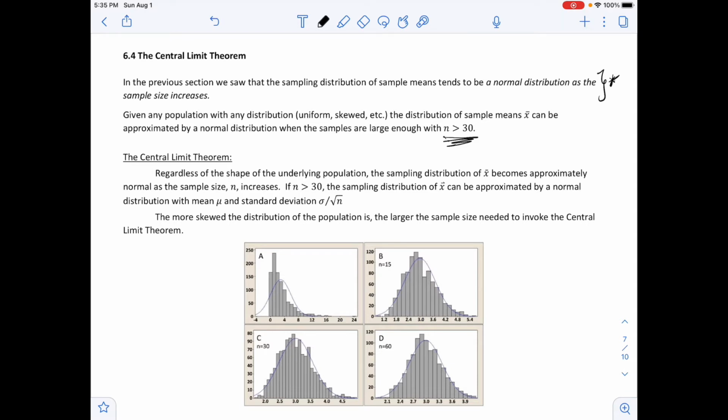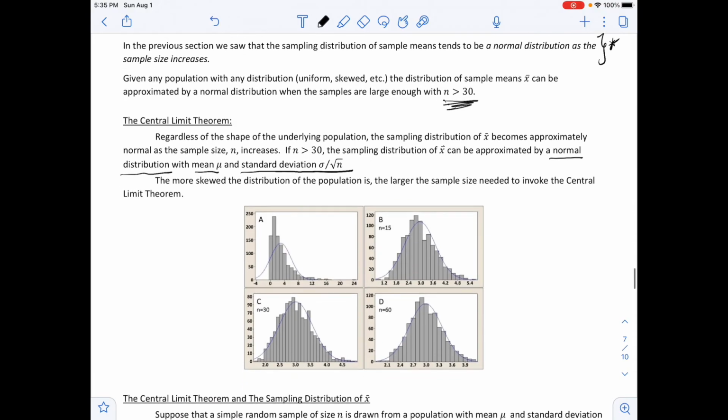The central limit theorem. Regardless of the shape of the underlying population, the sampling distribution of x bar becomes approximately normal as the sample size n increases. If n is greater than 30, the sampling distribution of x bar can be approximated by a normal distribution. It's going to have a mean of mu and a standard deviation of sigma divided by the square root of n. The more skewed the distribution of the population is, the larger the sample needed to invoke the central limit theorem.